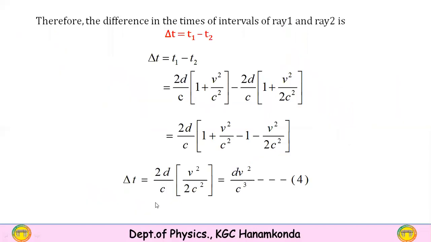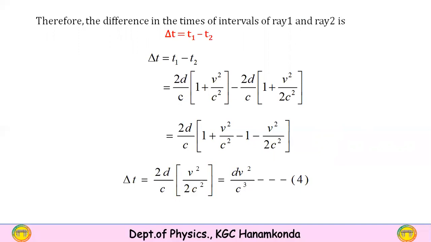This is equation 3. Now the difference in the time intervals of ray 1 and ray 2, delta t, is written as t1 minus t2. Therefore delta t equals t1 minus t2. T1 is 2d by c into 1 plus v square by 2c square, which is in equation 2. T2 is 2d by c into 1 plus v square by c square, which is in equation 3.